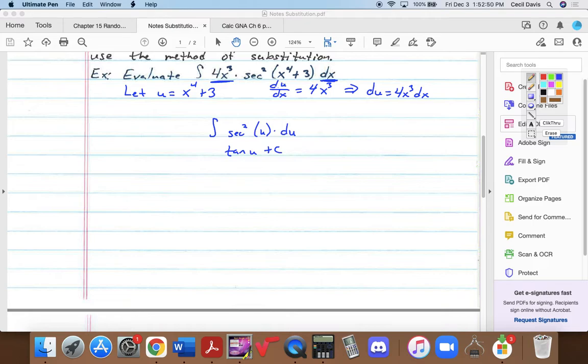And much like when you borrow something from someone, you want to return it to them in the same form that you got it in. I want to replace the u with x to the fourth plus 3 so that it's in terms of the same variable it was to start with.